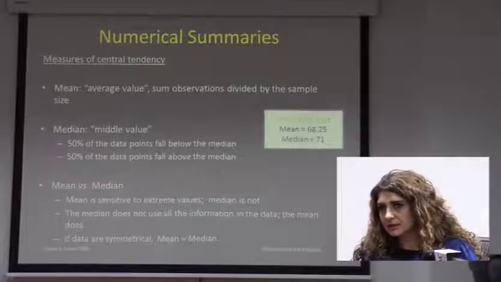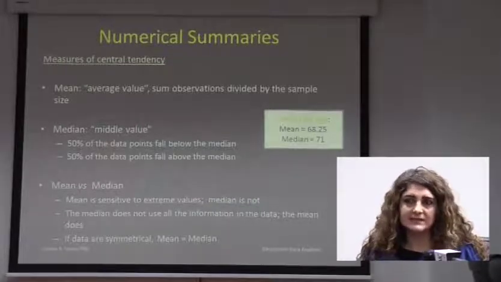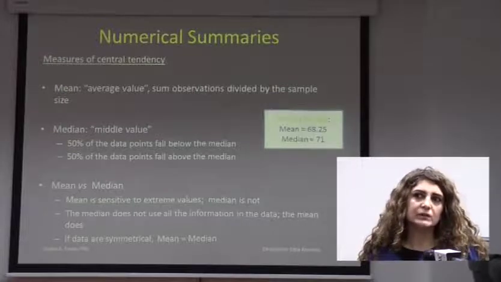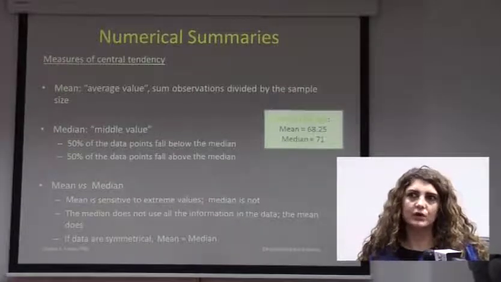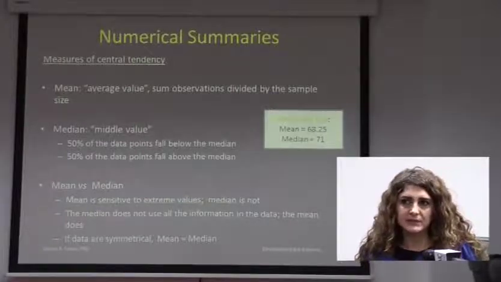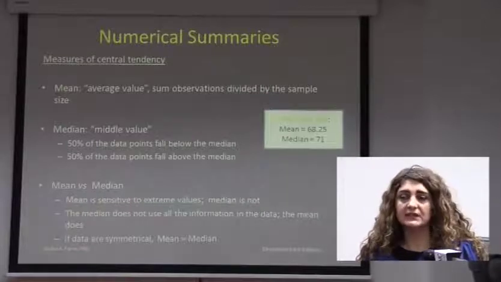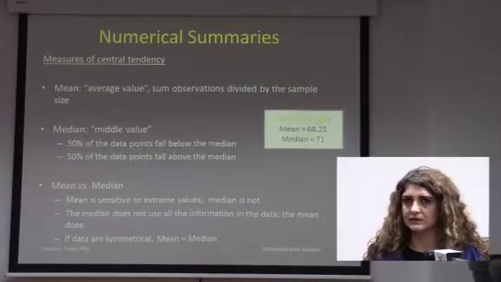In our actual data set, for example, if I'm talking about age, the mean age was 68 years old, and the median was 71 years old. So on average, my sample has 68 years of age, and I know that 50% of my subjects were below 71 years old, and the other 50% are older than 71 years.